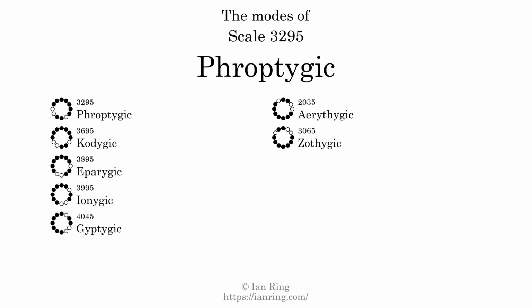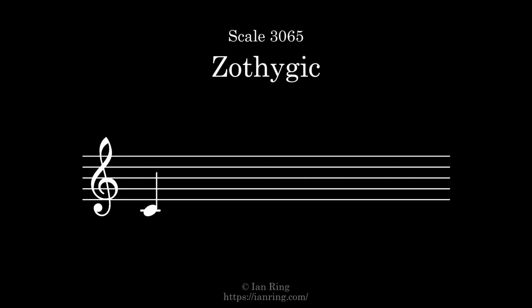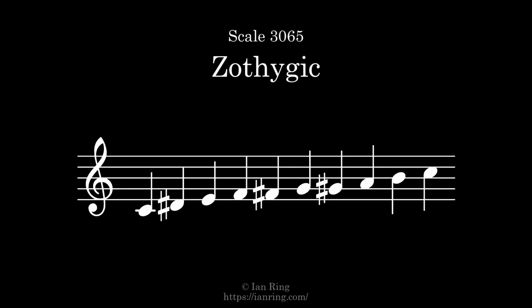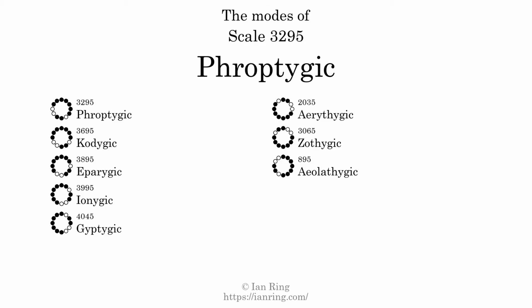The seventh mode is scale 3065, also known as Zythogic. It sounds like this. The eighth mode is scale 895, also known as Elithogic. It sounds like this.